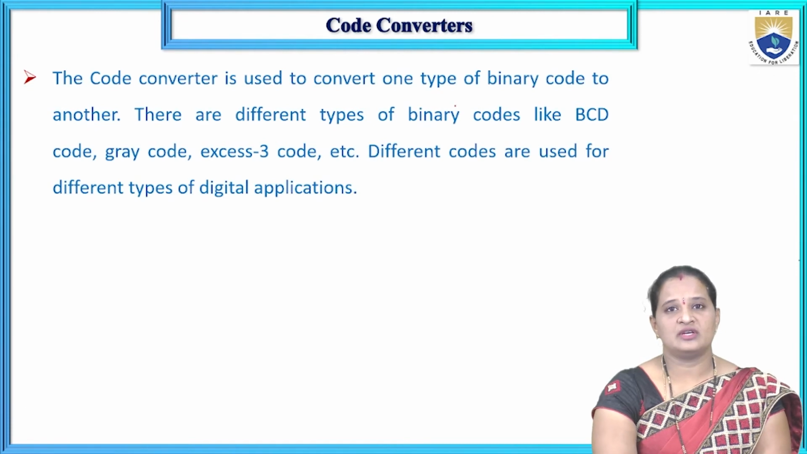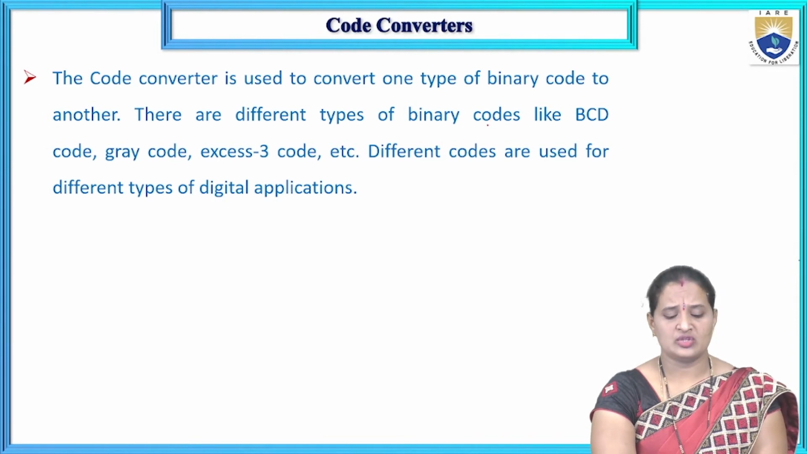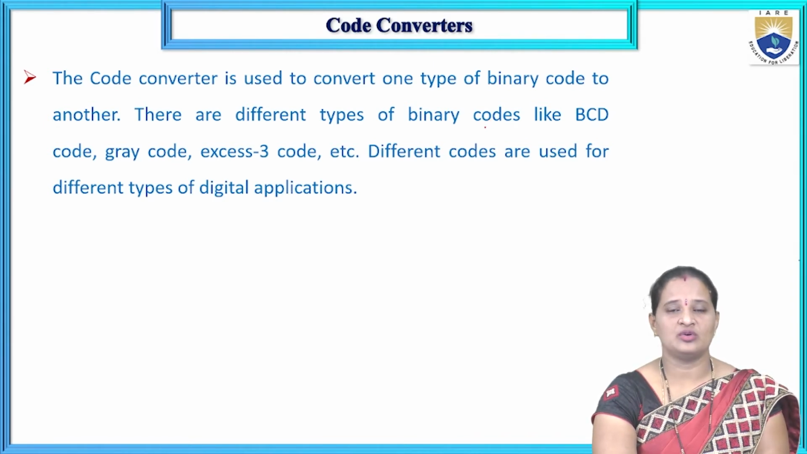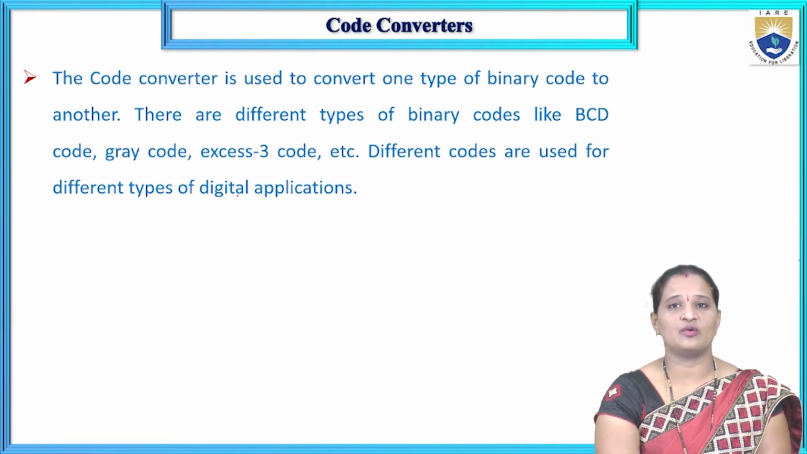Code converters are used to convert one type of binary code to another form. There are different types of binary codes like BCD code, Gray code, Excess-3 code, and so on. What do binary codes mean? It is nothing but grouping the binary information into some codes. So we have various types of binary codes like BCD code, Gray code, Excess-3 code.